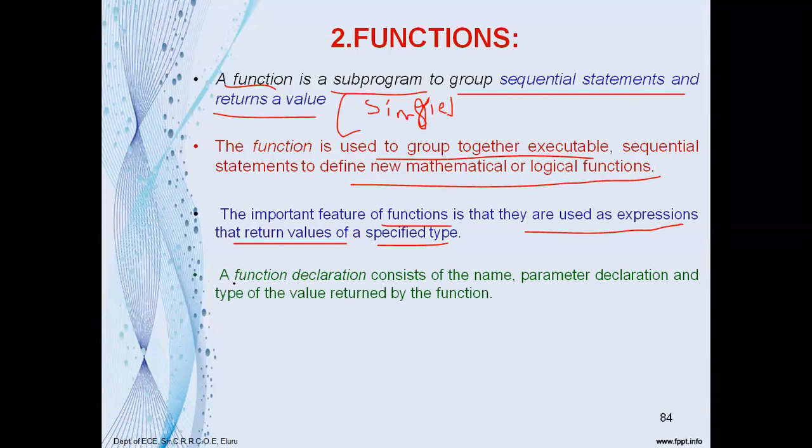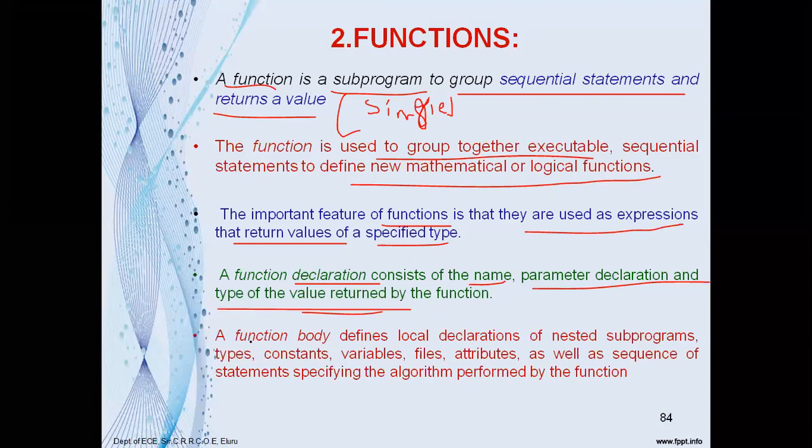And what does a function consist of? Similar to the procedure, here also it consists of the declaration part and the declaration body. So what does a function declaration part consist of? It consists of the name, the parameter declarations, and the type of value which is to be returned by the function. So one extra element is there, which is return with the type of value. That is the extra element added to the functions.